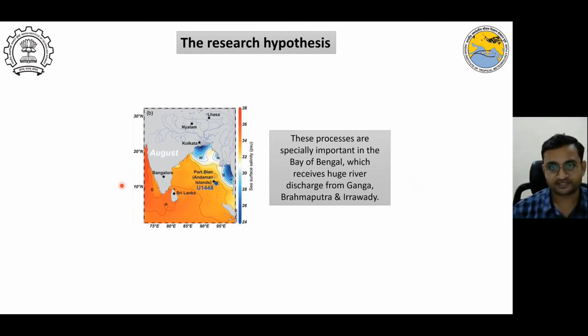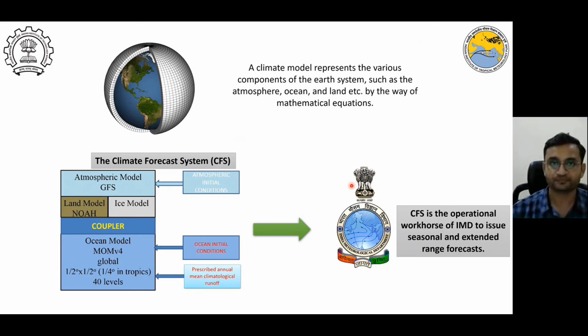Now, these processes are especially important in regions such as the Bay of Bengal, which has very low salinities in the northern part due to the heavy rain and freshwater received from major rivers such as the Ganga, Brahmaputra, and Irrawaddy.